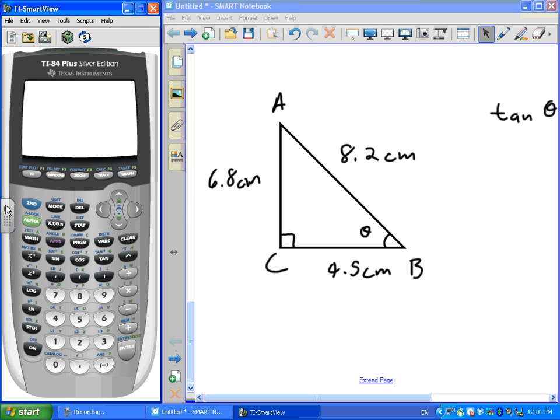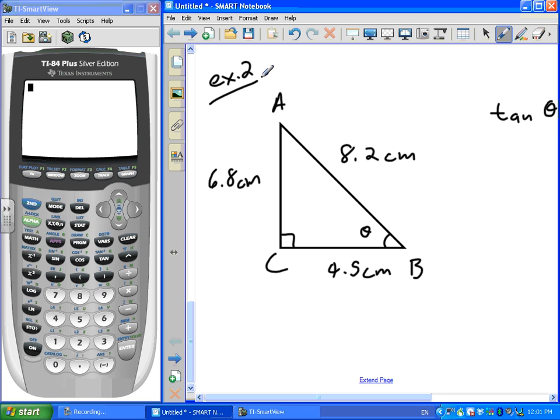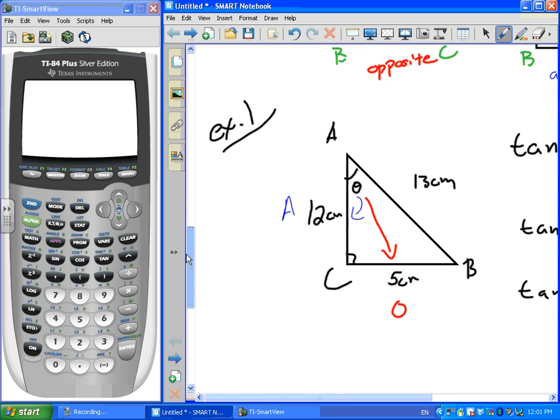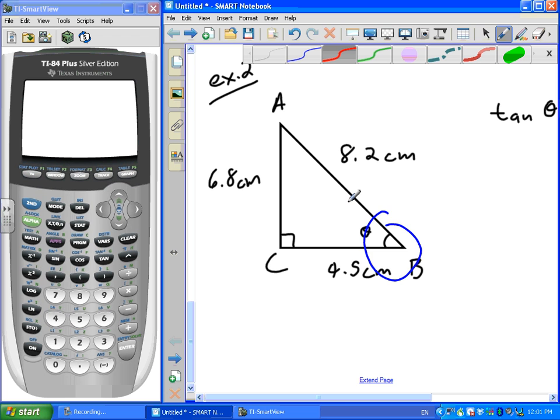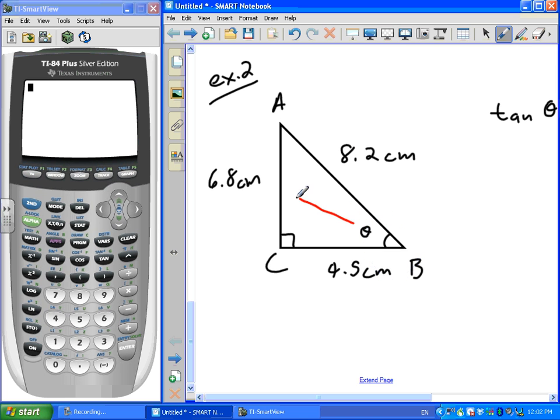We're going to call this example number 2. I've named the triangle very similar. ACB, ABC. The numbers are different. We're also looking for a different angle. My angle is down here now. I'm looking for essentially angle B. Which side is my opposite side? AC. So that means the opposite is going to be what measurement? Good. And my adjacent, in this case, will be what? BC or CB, 4.5. It's touching, but it's not the hypotenuse.